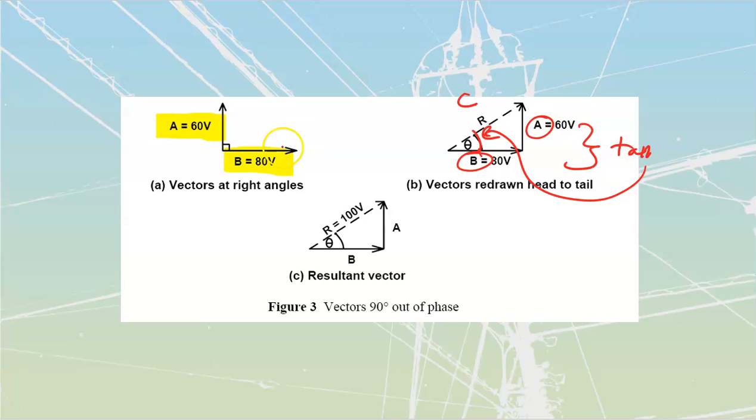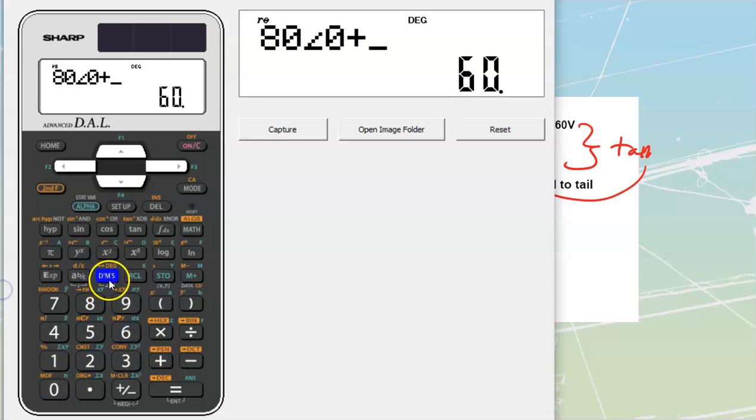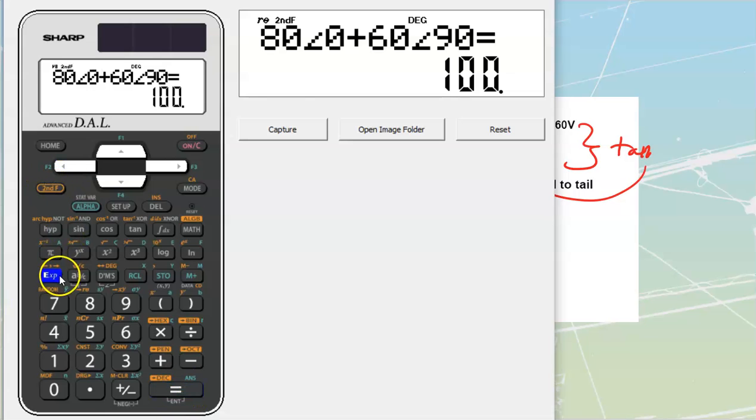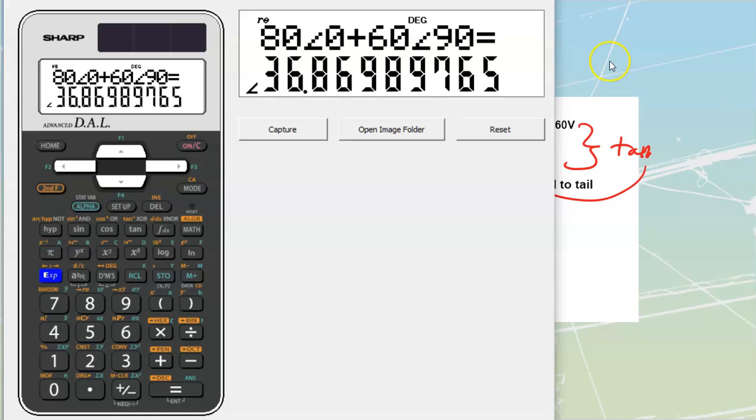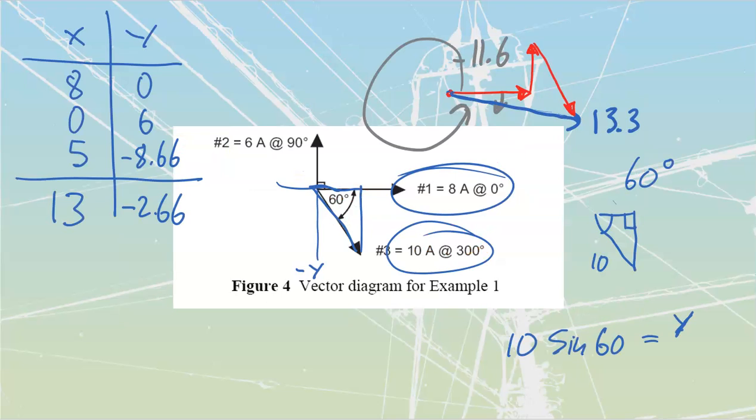If we once again identify them as angles, 80 at angle 0, 60 at angle 90, like that. 80 angle 0 plus 60 angle 90 equals a value of 100 at an angle of 36.86. Does that line up with what we have over here? Absolutely. 100 at an angle of 36.86 or 37 degrees. It's our 3, 4, 5 triangle that we have. So far, everything is working out. Let's take a look at this one.